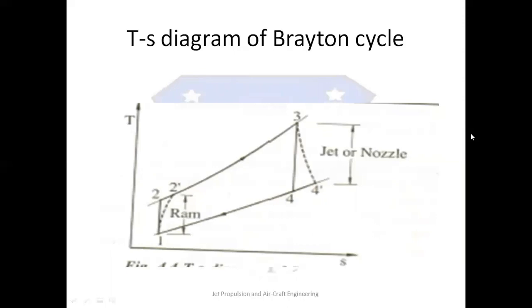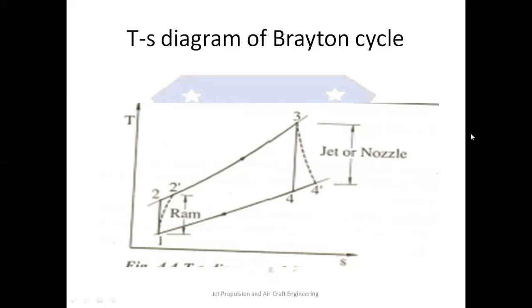Now let's understand the working cycle of the ramjet engine. The ramjet engine works on the Brayton cycle. The ideal cycle processes are shown as 1 to 2, 2 to 3, 3 to 4, and 4 to 1. For the ideal cycle, 1 to 2 is isentropic ram compression, then 2 to 3 is a constant pressure heat addition, then 3 to 4 is isentropic expansion in the nozzle.